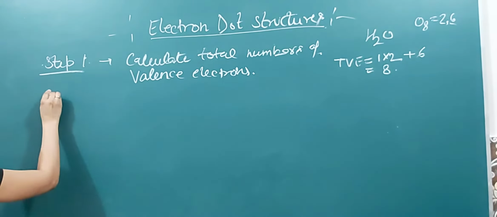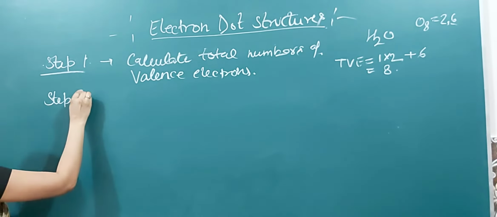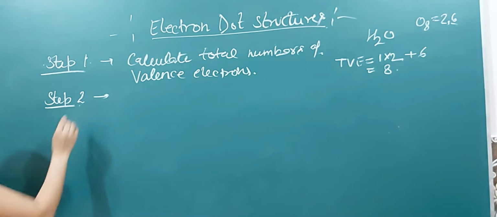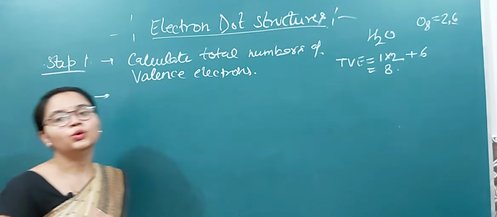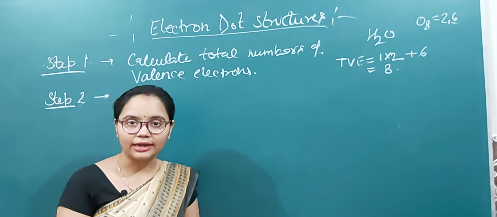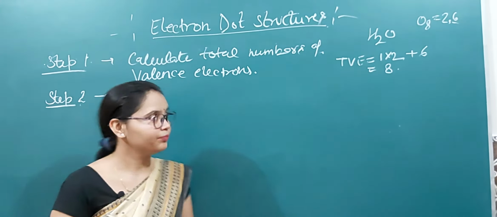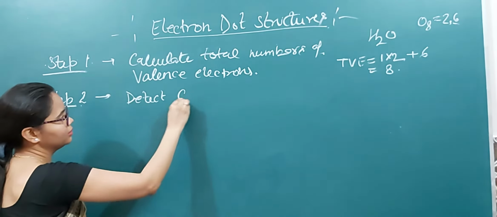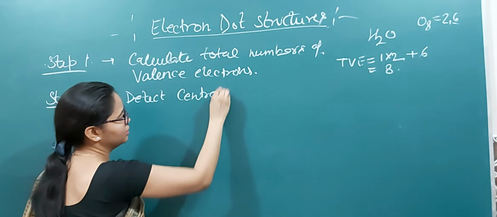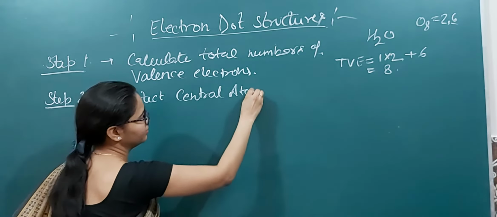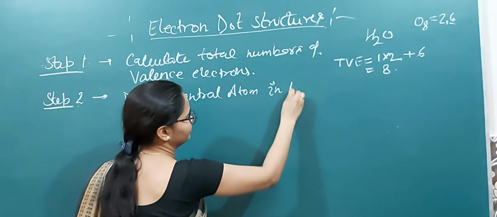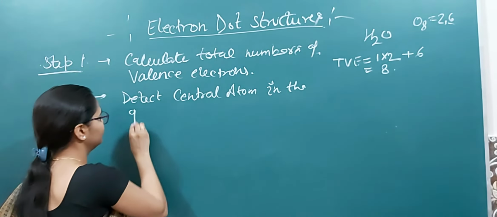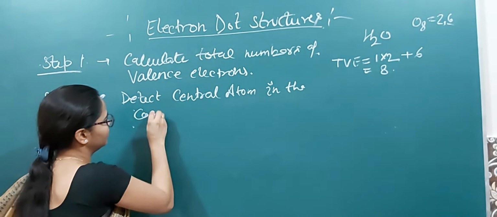Now let's talk about the second step. Our second step is to determine the central atom in the given compound. Detect the central atom in the compound.